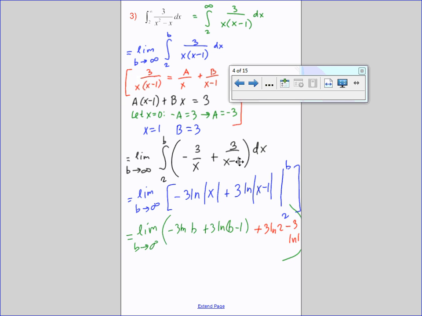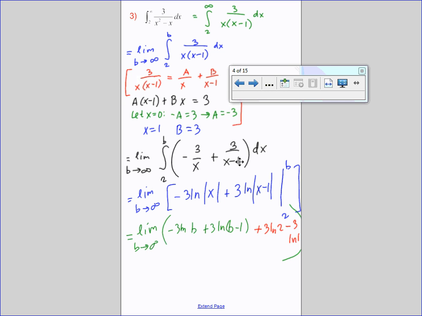As b goes to infinity, ln of an infinite quantity is infinite. So this is infinite, this is also infinite, and that would signal that the improper integral diverges, except for one problem. This would be really infinity minus infinity, which we all know is, dun dun dun, our indeterminate difference.